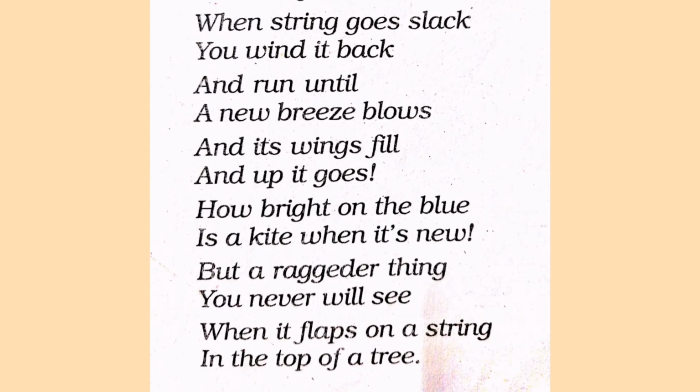Now the next: how bright on the blue is a kite when it's new, but a raggeder thing you never will see when it flaps on a string in the top of a tree. Now again the poet is saying that a new kite, when it is flying, looks very bright and beautiful, and when the sky is very clear, you can easily fly this kite. But when this kite gets stuck on a treetop, it gets torn.